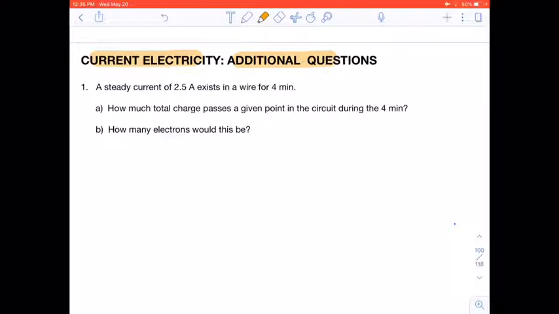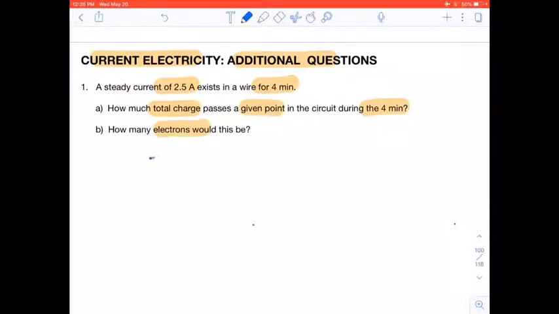A steady current of 2.5 amps exists in a wire for 4 minutes. Right, there's the duration. How much total charge passes a given point during the 4 minutes? And how many electrons would this be? Okay, let's look at it.